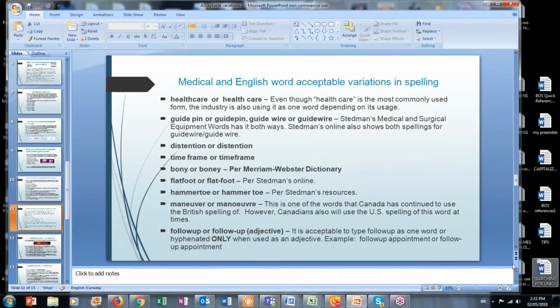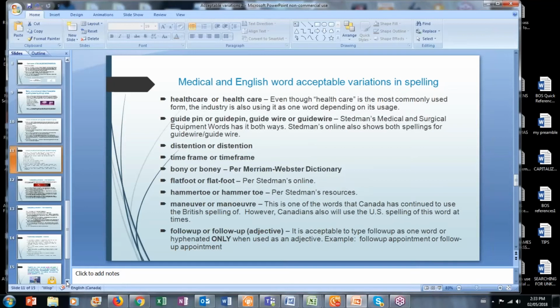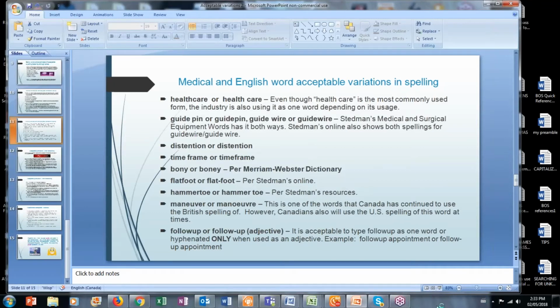There you go, Deb. Okay, when we go on, some more medical and English word acceptable variations in spelling. We have healthcare, could be either one word or two words. There is another rule for using healthcare. However, we haven't been using it because it's acceptable both ways per Stedman's.